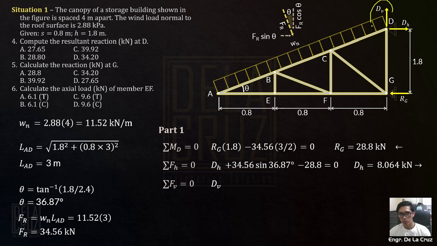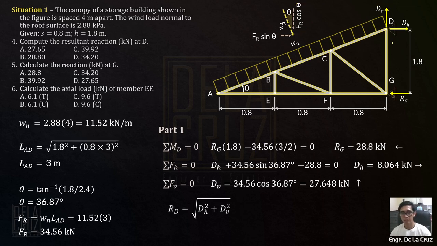Okay, yung sasaluin niya lang is this vertical load. Wala nang ibang vertical load dyan. So, dv is equal to fr cosine theta. Fr theta is here. Then, the vertical reaction at d is ito. Correct siya upward, no? Kasi, again, sasaluin niya itong downward force. And, when you say total reaction, that must be square root of dh squared plus dv squared.